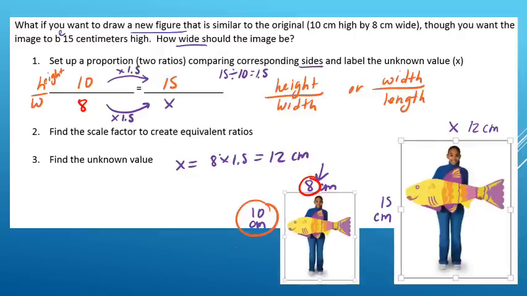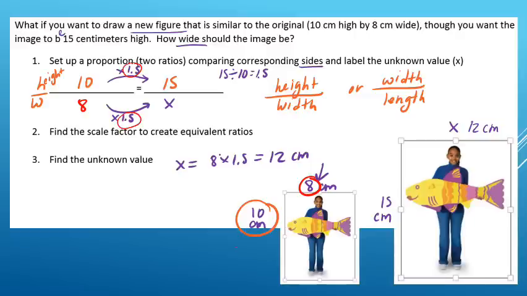And that's going to maintain that proportional relationship, right? That same ratio, so that these two images, the original and the new image, are going to have the same shape but a different size. And in fact, you can look at this and figure out exactly how many times bigger it's getting, right? By looking at that scale factor. The new image is 1.5 times bigger.